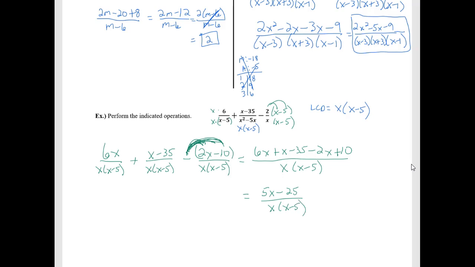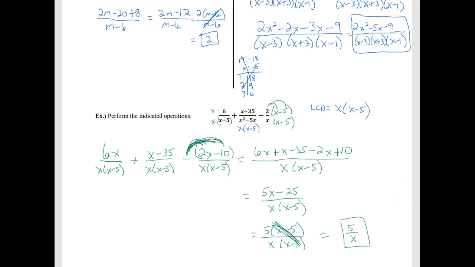Last step, once I've simplified that, I have to factor it one last time. The numerator has a GCF of 5. So x minus 5 is left when you factor that out. And we have x times x minus 5 in the denominator. The numerator and denominator have a common factor of x minus 5. We divide that out and are left with 5 divided by x. So this whole expression up here simplified down to 5 over x, or 5 divided by x.